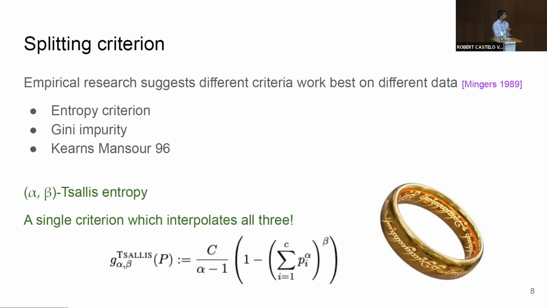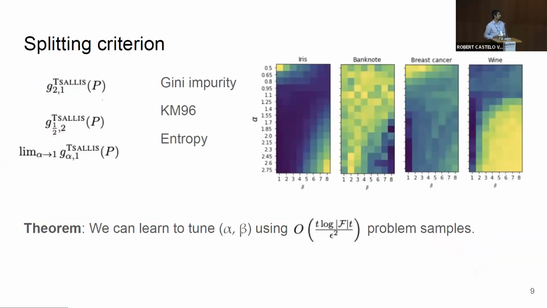There is empirical research, known for decades at this point, which suggests that different criteria work best on different data, and the best thing we know is to just go in and check out each one of them. We propose a new criterion, a hyperparameterized family, which is a single criterion that interpolates all of these. It's an infinite family, so it includes a lot more ways to split the decision tree. It has two hyperparameters, alpha and beta, and it can be used to recover all the existing known criteria for specific values of alpha and beta in our family.